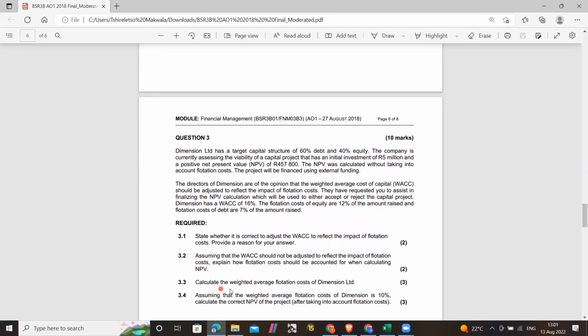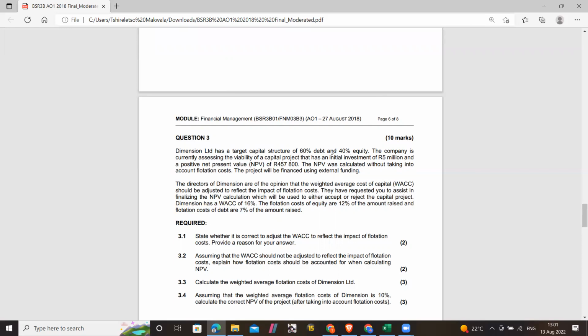So here it's calculate the weighted average. You're going to calculate it the same way. Weighted average means the same thing. We start firstly with the weighting. They're giving us the weighting of 60% and 40%. They already gave us the weighting. And what is the cost now? We want the flotation cost, because in the end we want the weighted average flotation cost, which is WAFC.